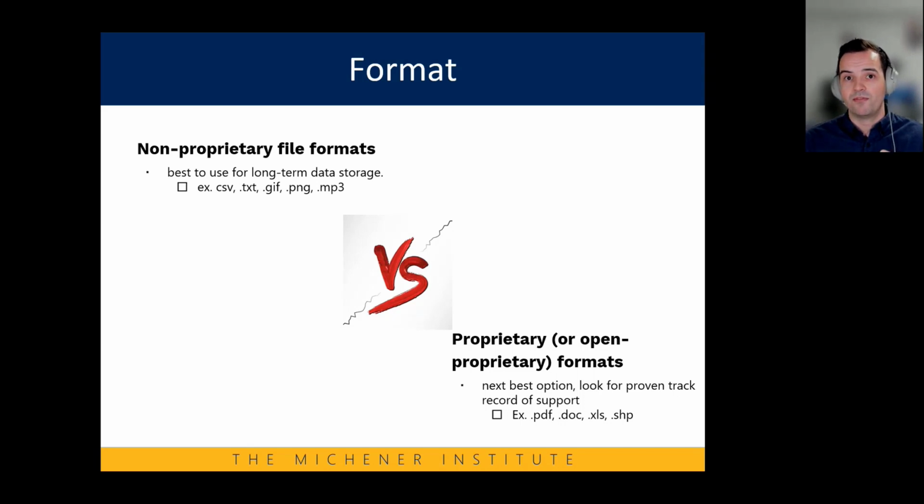Proprietary means that file formats are owned by a particular company or organization. So for instance, this is the .pdf that we're also familiar with from Adobe, .doc from Microsoft, or .docx, .xls for Excel. I'm not super familiar with .shp, but these are all owned by companies. And so it can be difficult to access those file formats if, for instance, the company goes under, perhaps unlikely with companies like Adobe and Microsoft. But they can also be locked, or they can only be accessed via specific programs.